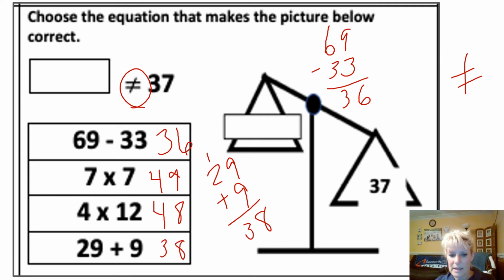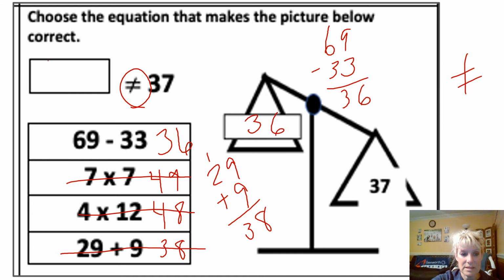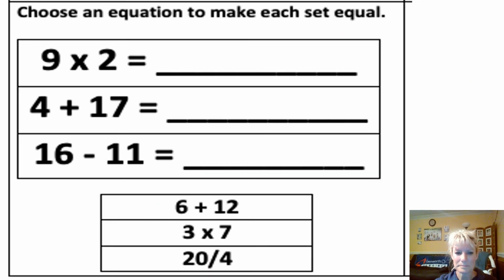All right. Now, I need a number that is going to be less than 37. So this isn't going to work. This is not going to work. This is not going to work either. 36 would fit in there, and that means that 69 take away 33 fits in there because it does not equal 37 and it is less than 37. So it makes my equation work. It's not really balanced. All right, you know what to do.